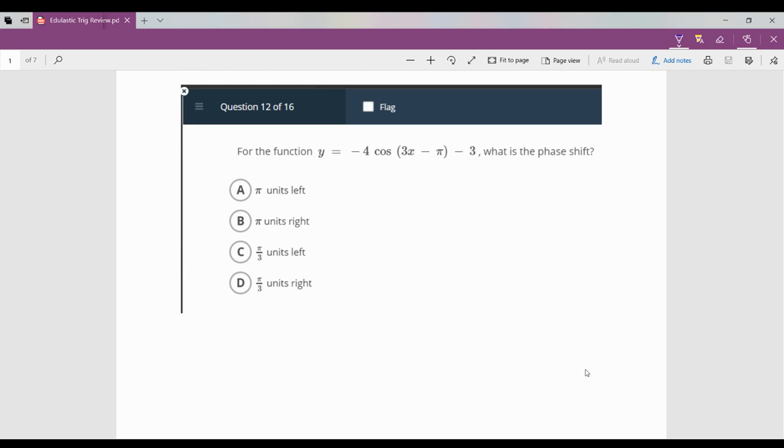Hi guys, so today I'm going to go through some of the Edulastic review for trigonometry review. This first one comes from the multiple choice one. This is the one that it seemed like gave people the most difficulty.